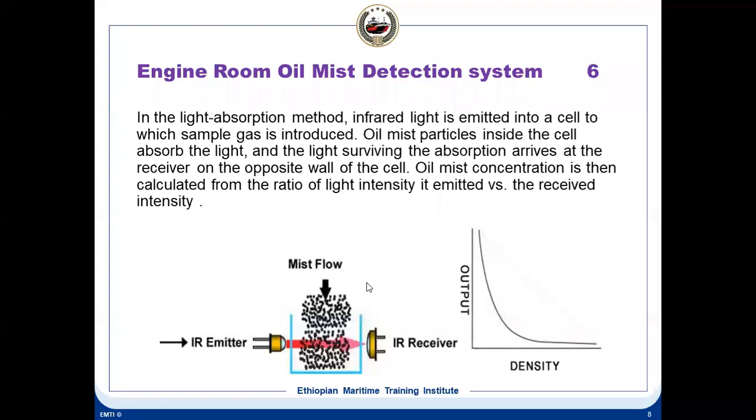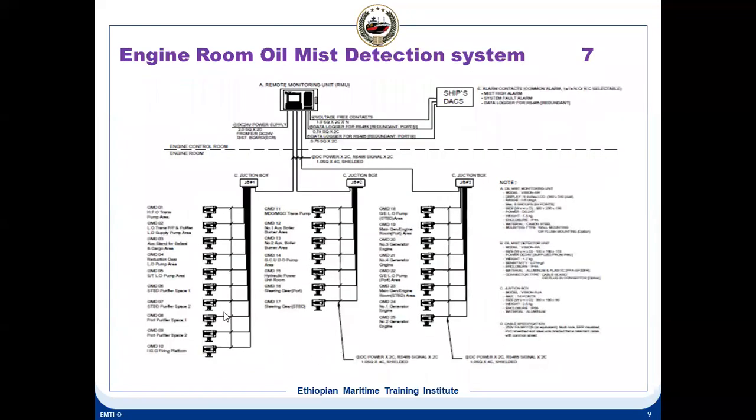It is a light absorption method, and there is an infrared emitter here, and this is a receiver, and this light is passing through this. Whenever the oil mist increases in this, it gives an alarm. So this you can see, this is how many units around? You can see 20, 30 locations.